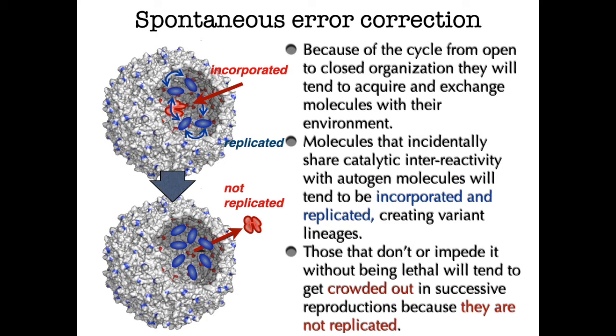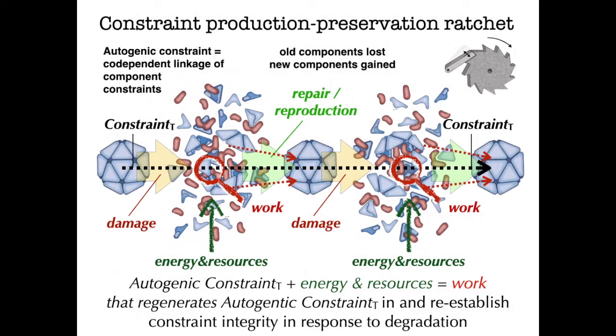Autogens are not only able to self-repair, but because of the cycle from open to closed organization, they will also tend to acquire and exchange molecules with their environment. Molecules that incidentally share catalytic interreactivity with autogenic molecules will tend to be incorporated and replicated, creating variant lineages. Those that don't get incorporated, or that impede it without being lethal, will tend to get crowded out in successive reproductions, because they are not replicated. This provides a capacity to correct error and to evolve. So autogenesis provides what amounts to a constraint production and preservation ratchet.